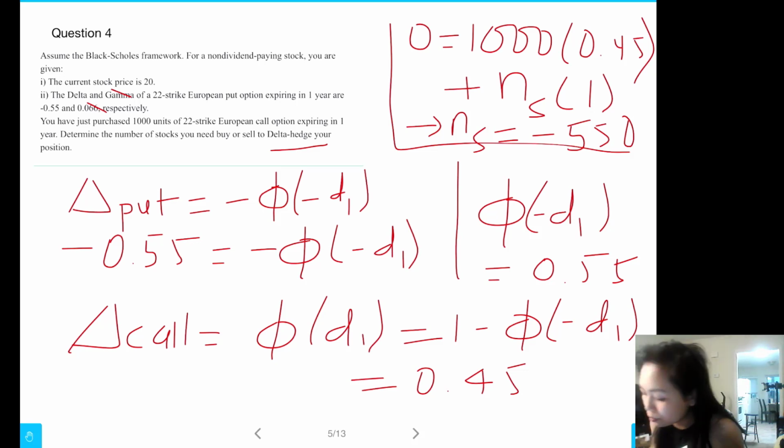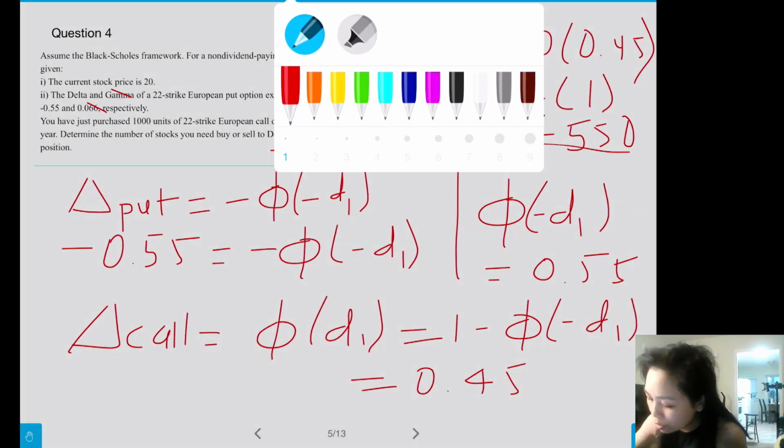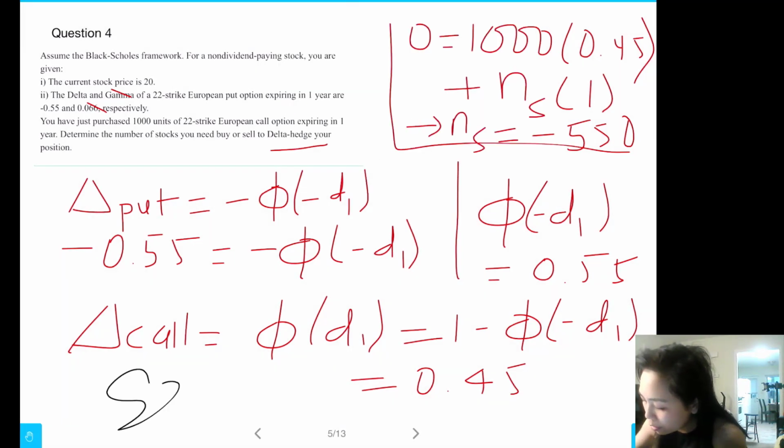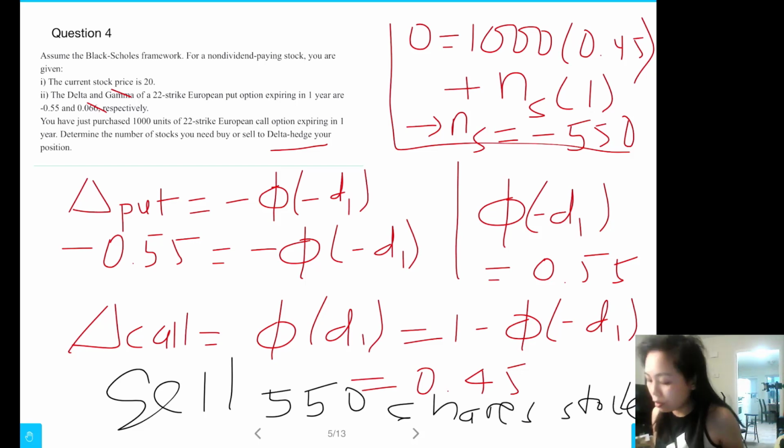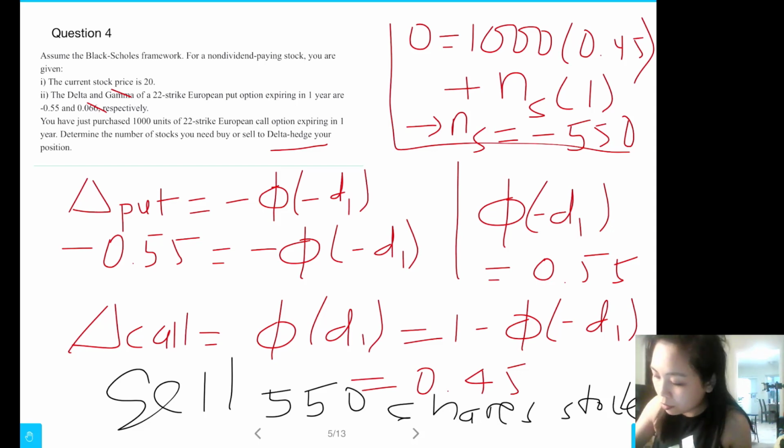We have to sell. So the answer here, let me change the color. So we sell 550 shares of stock, right? You see that? So the answer is sell 550 shares of stock. You understand what I'm saying? Alright. So the answer is sell.